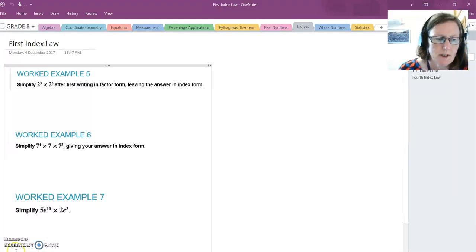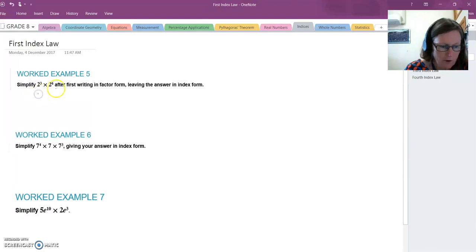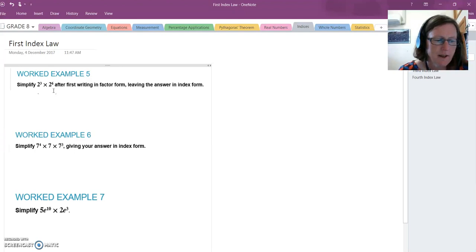We're going to look at the first index law. If numbers are in index form, which these two are, and they have the same base, they can be multiplied together using factor form. So this is what I mean by that.